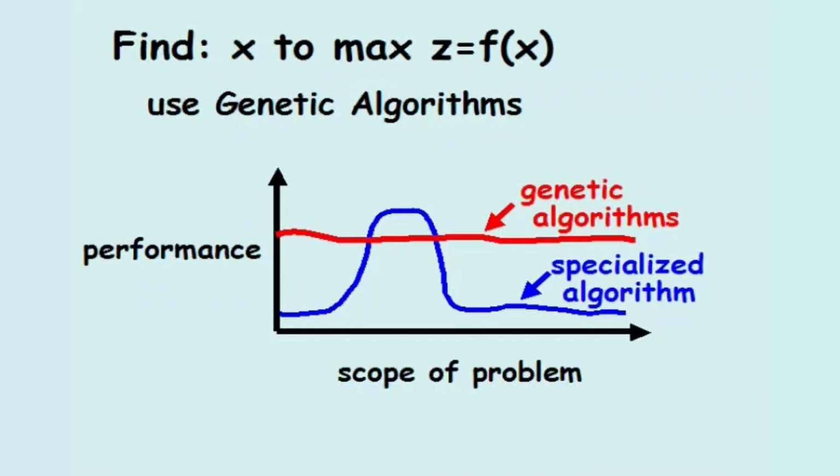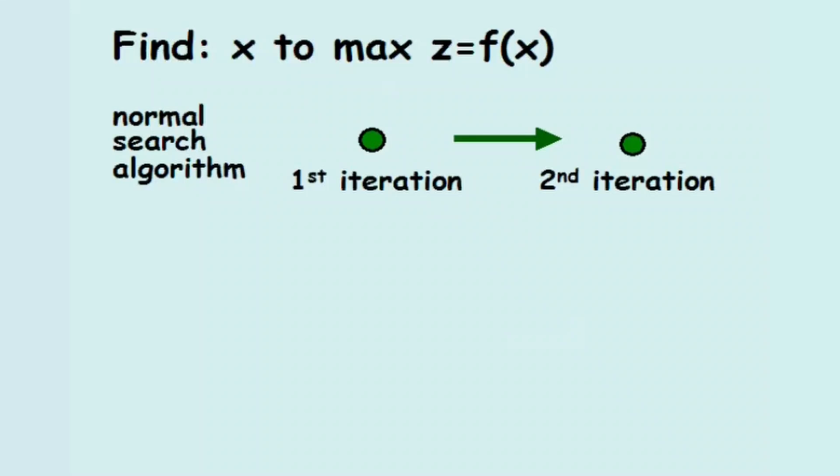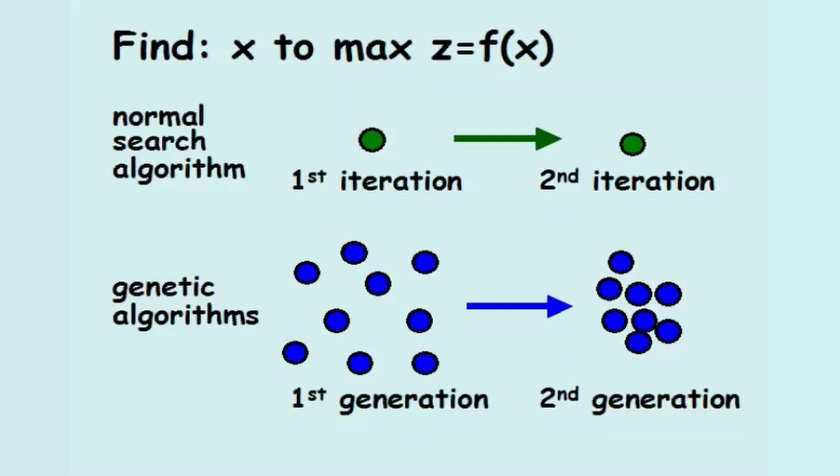Genetic algorithms work well for a wide range of problems. However, specific algorithms such as dynamic programming or quadratic programming perform better than genetic algorithms for specific types of problems. Normal search algorithms start with an initial solution and progress through multiple iterations until optimality is attained. Genetic algorithms start with a population of initial solutions and progress through multiple generations until the objective is satisfied.